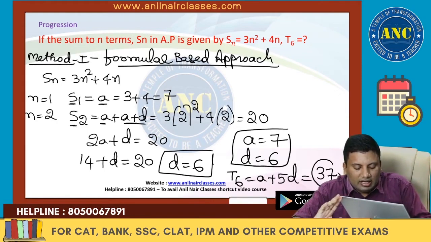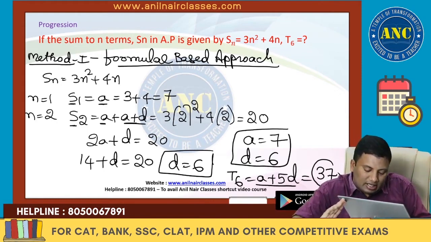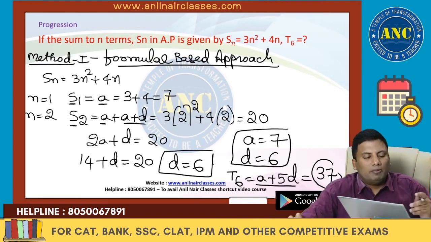A is 7 and D is 6. T6 is A plus 5D. This is a formula based approach.